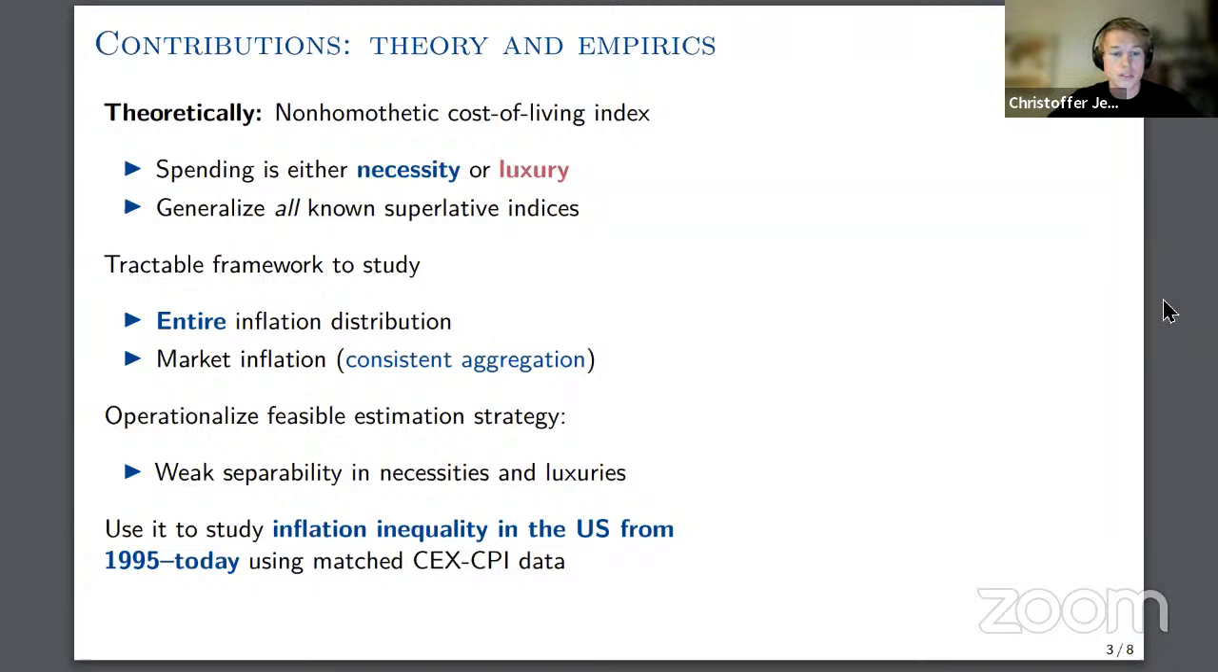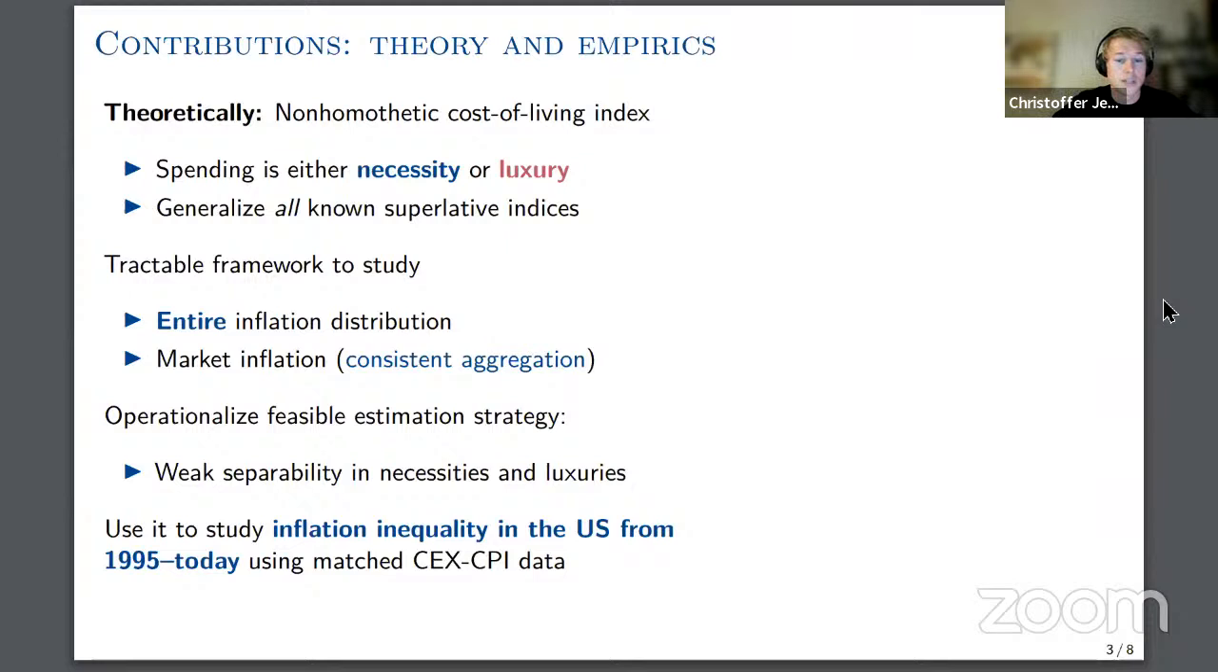One only has to estimate two parameters, and that is in stark contrast with, for example, demand system estimation, where the number of parameters one needs to estimate explodes in the number of products that one considers. But we can keep this number of parameters down to two regardless of the number of products one considers. Now, in a second part of the paper, after having derived this cost of living index, we study inflation inequality in the US from 1995 using a matched CEX CPI data set.